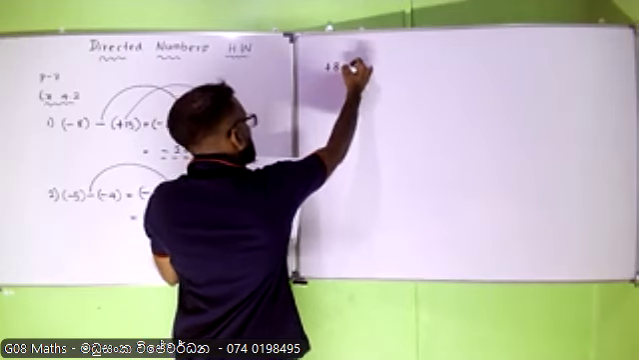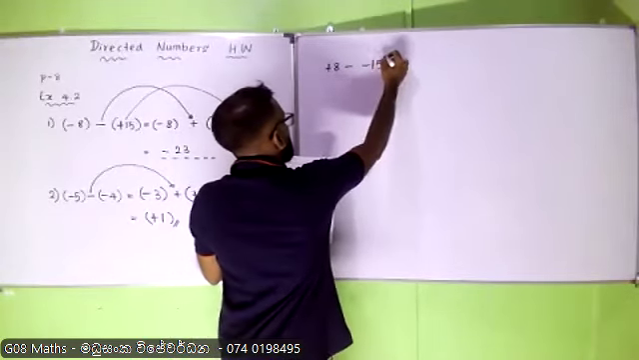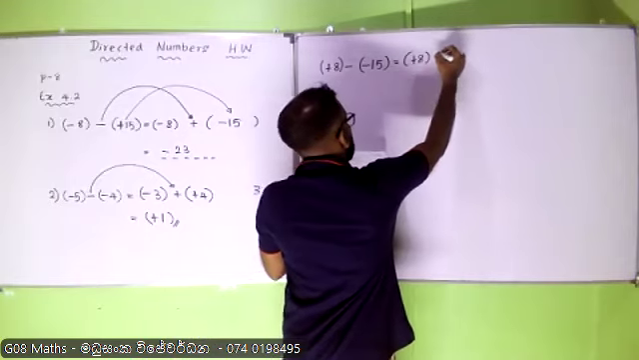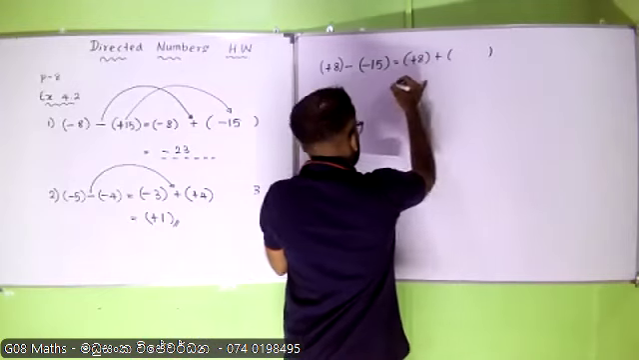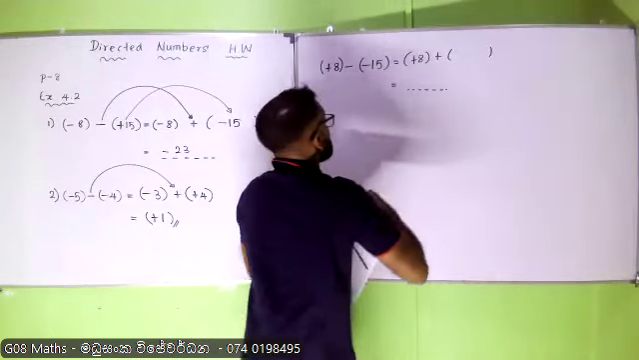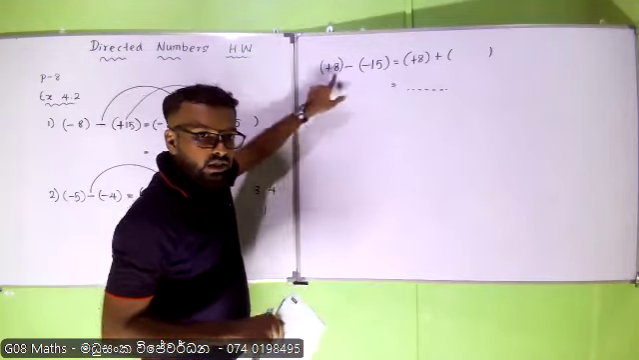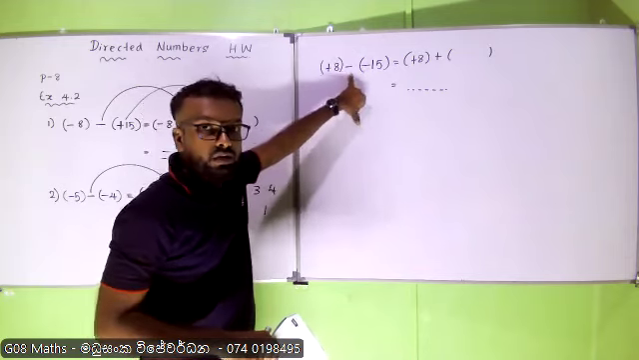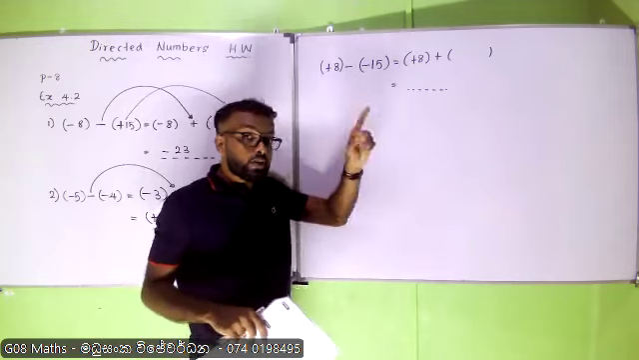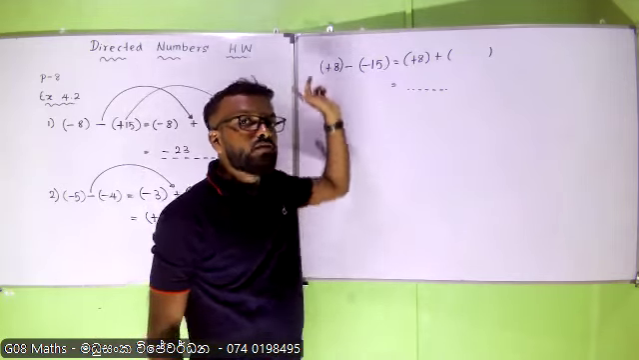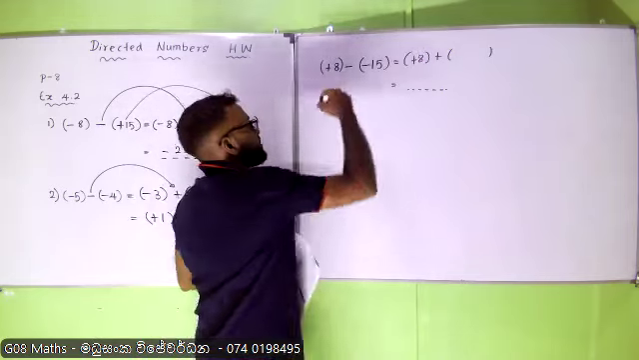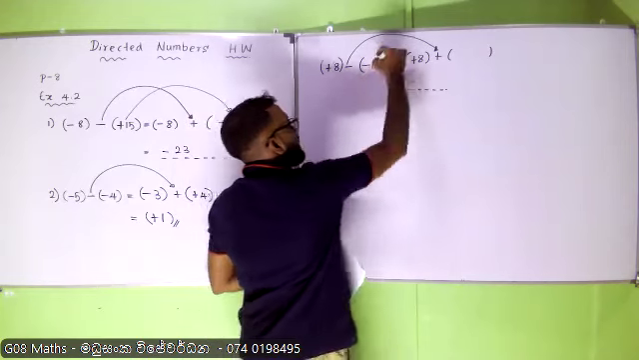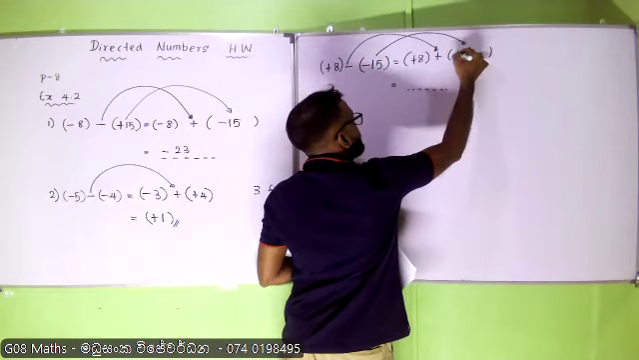Positive 8 minus negative 15 equals, positive 8 plus, and we have a blank and blank. You have two directed numbers again. What do you have to do? You have to subtract. When you have subtraction, you need to convert it into the additive inverse. So this negative has been converted into a positive sign, and at the same time you take the additive inverse of this negative 15, that means positive 15.